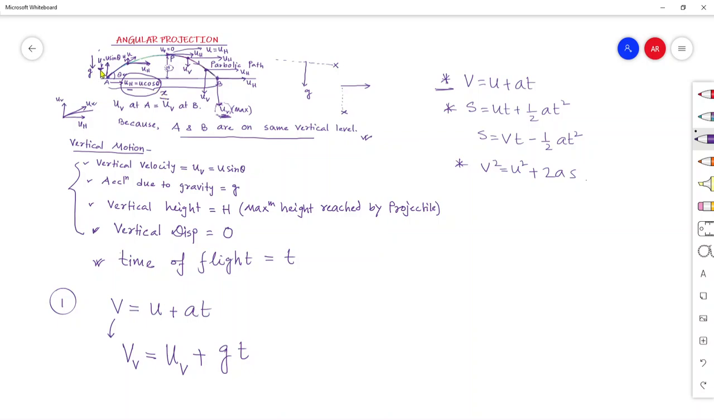The vertical velocity at point A and the vertical velocity at point B. There is no change as far as magnitude is concerned, but direction is changed. uv, the initial velocity at point A, was acting upward, while the final velocity at point B is acting downward. So magnitude is same, direction is opposite.